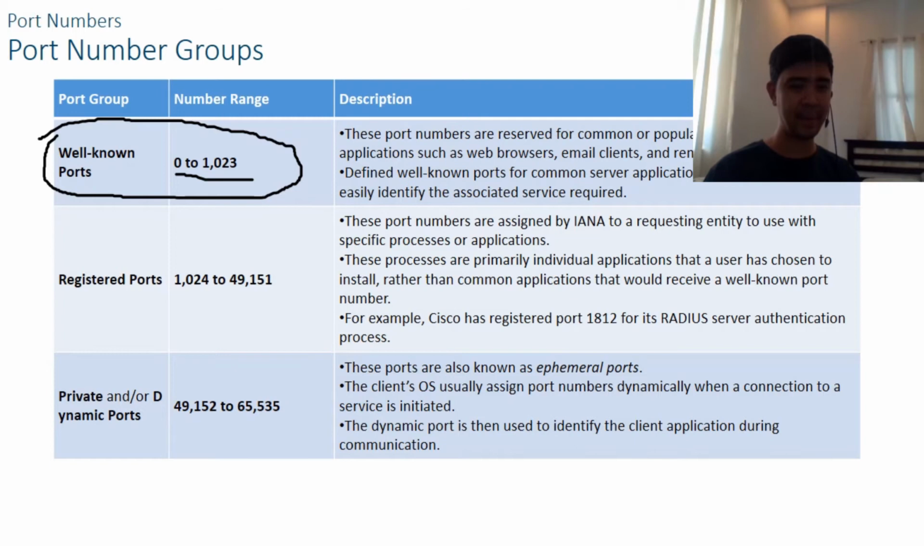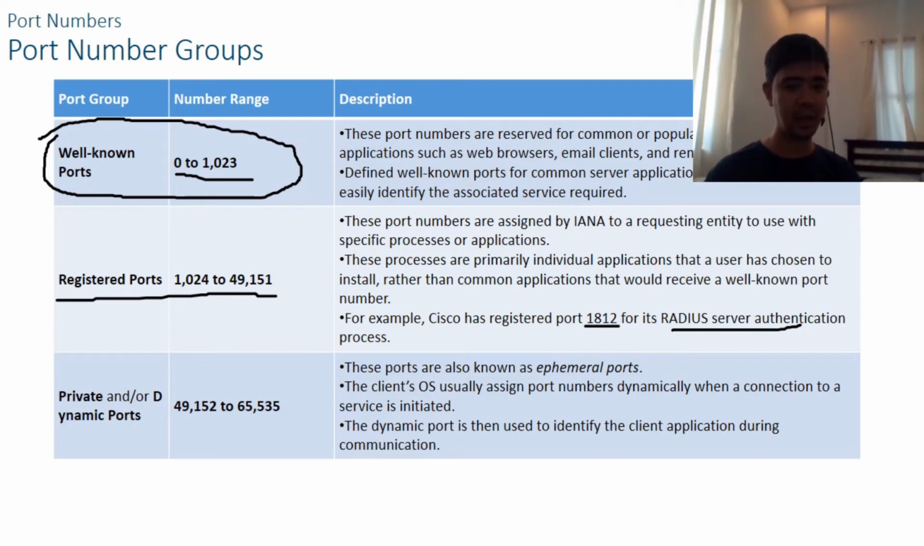And then there are the registered ports, ranging from 1024 to 49151. These are for specific services. For example, for the RADIUS server, the port number is 1812. It's under registered ports. Port numbers for RDP, remote desktop protocol, also have a registered port.